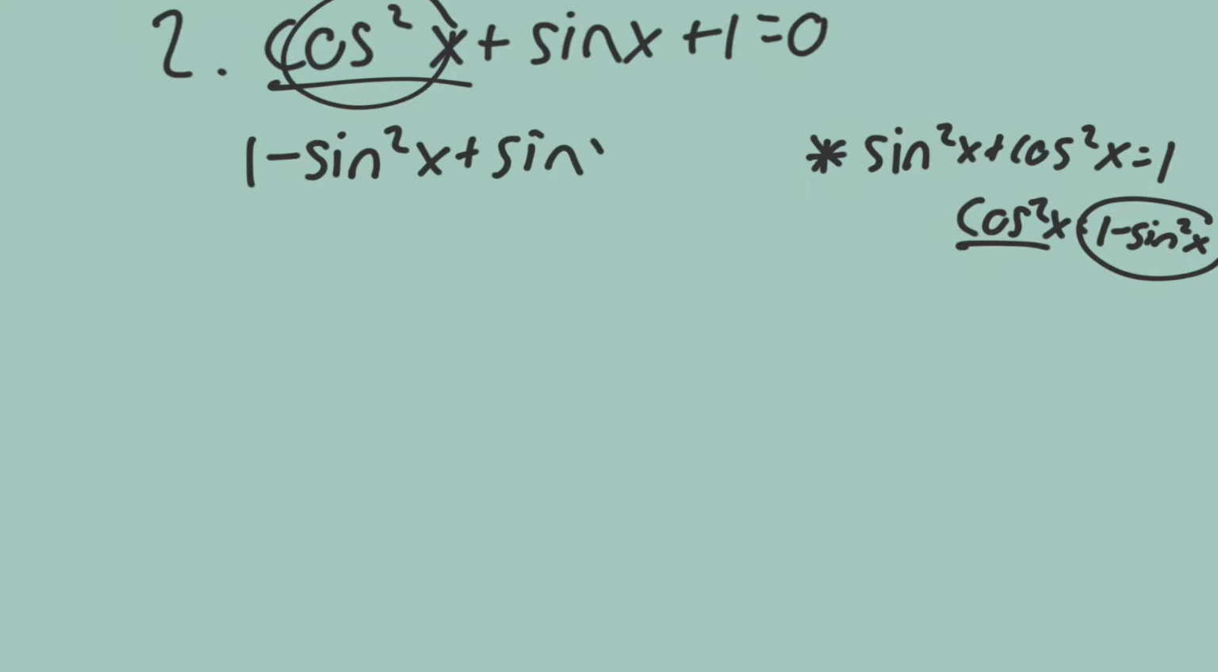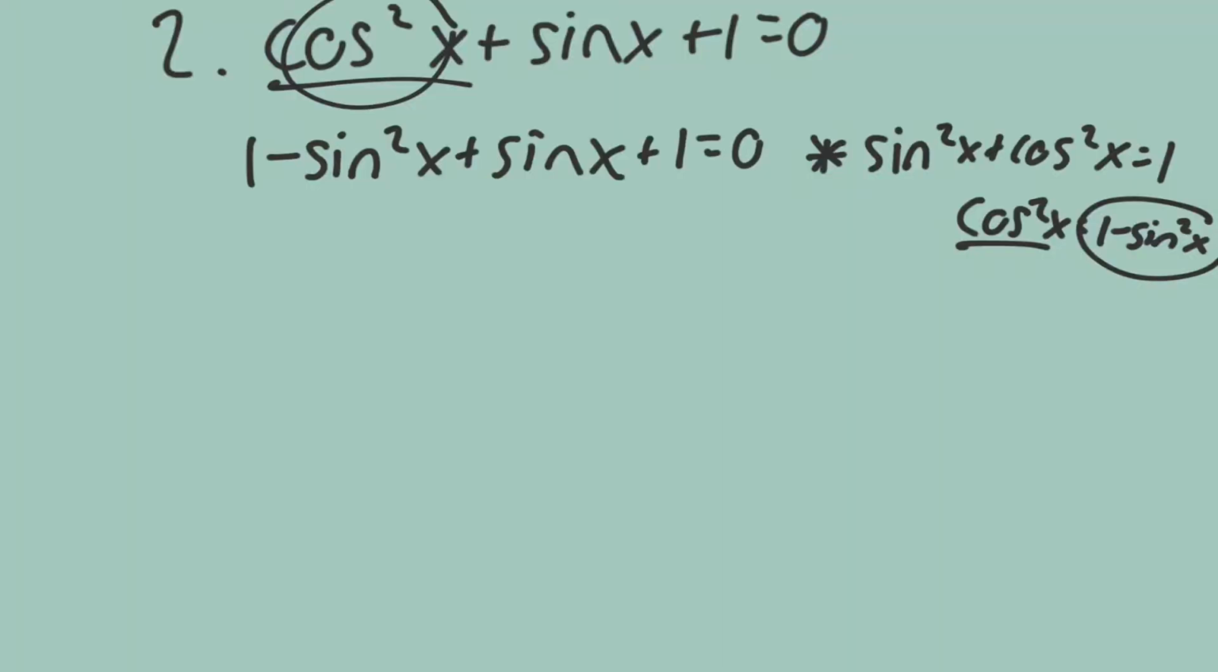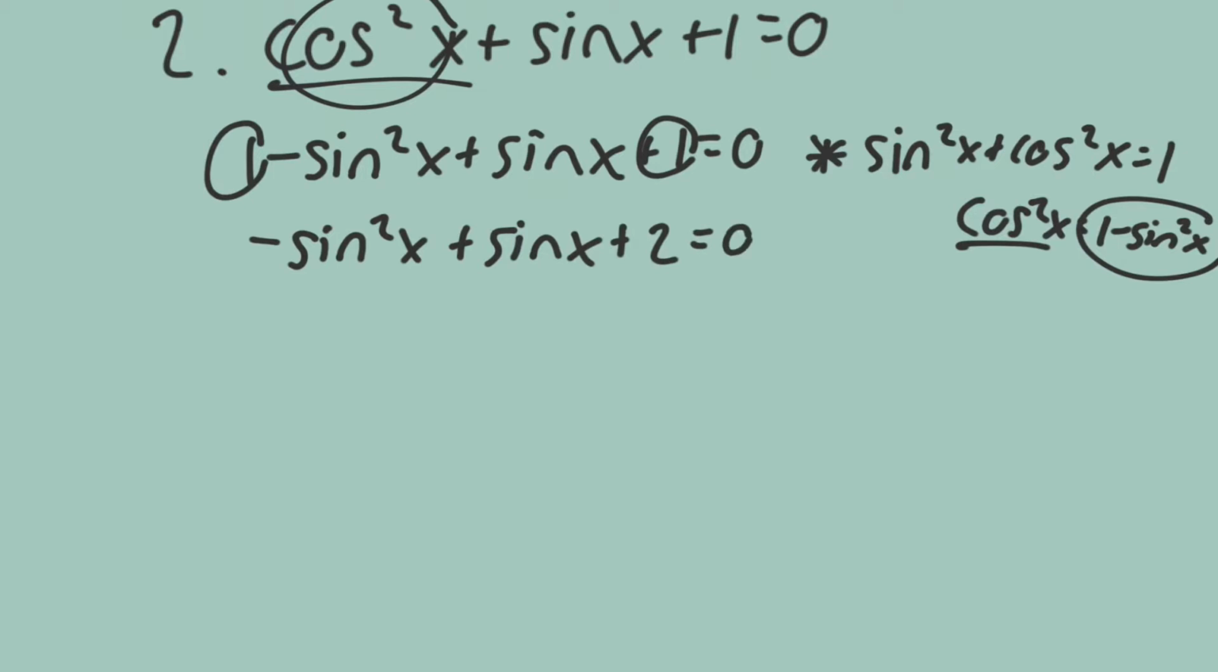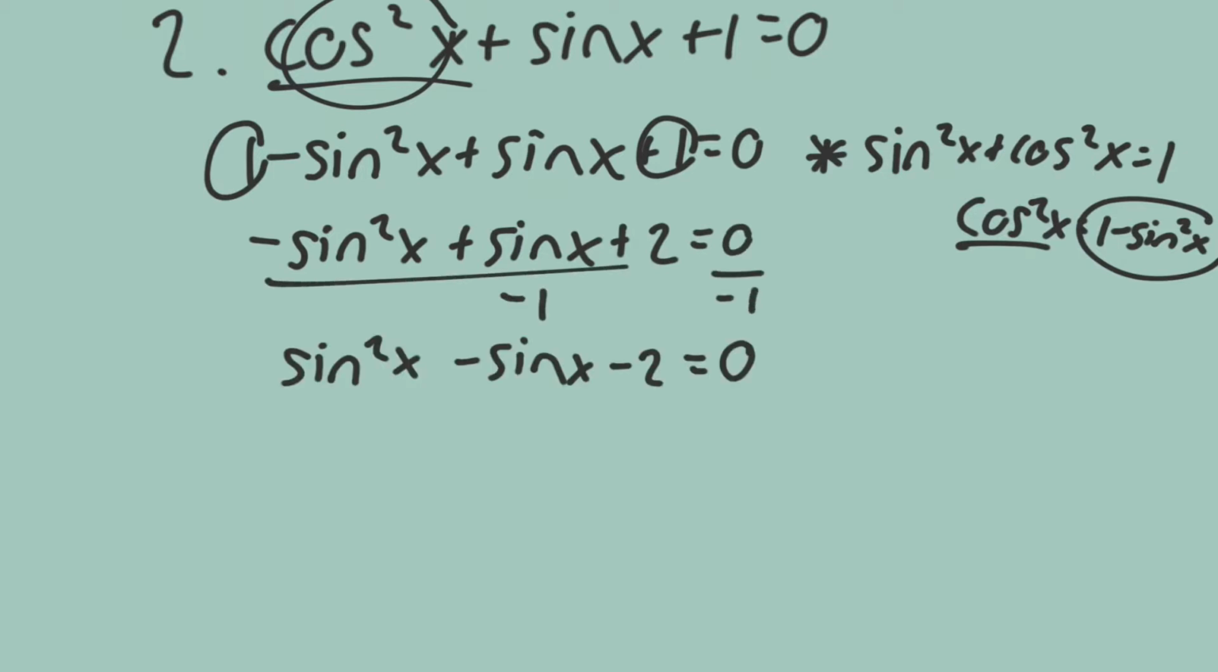Now we still have plus sine x plus 1, but we have all sines in the problem now, so it's going to be easier to solve. I'm going to write it in order of highest exponent. Negative sine squared x plus sine x. We have positive 1 plus 1, so that's plus 2. And I'm going to divide both sides by negative 1 to make this a value of positive 1. And now we can factor this.